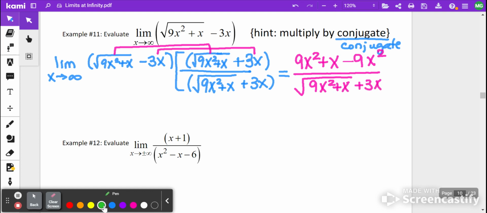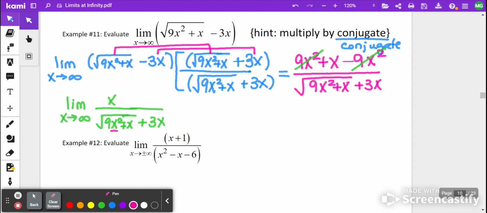Looking at this, you can clearly see 9x squared and negative 9x squared will cancel each other out. So a little rewrite here, we have the limit as x approaches infinity of x over the square root of 9x squared plus x, and then plus 3x outside of the radical. And if you think about what we did earlier, when we're inside the radical, we divide by the biggest exponent inside the radical. Outside, we take the square root of that value. So that leads us to this.